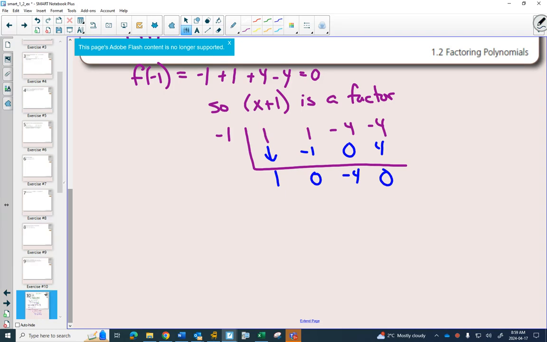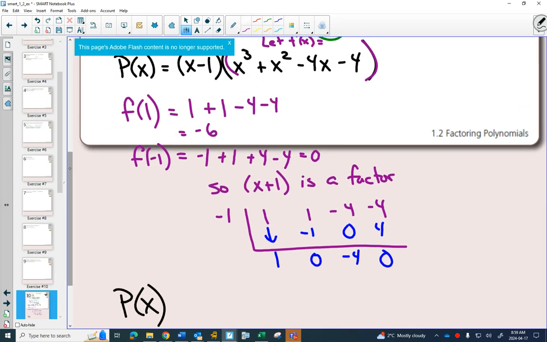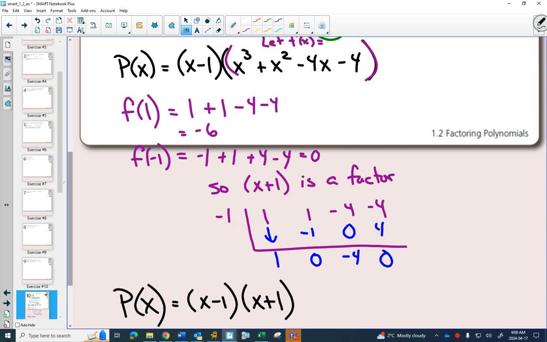But now when I go to write my division statement, because I want to factor p of x, I'm going to scroll up here. So there's our p of x. Our p of x had an x minus 1. And now this purple bracket, we said we can pull out an x plus 1, and we're left with x squared plus 0x minus 4 as a result.